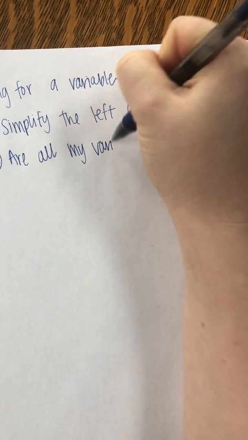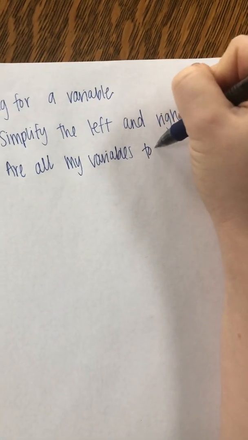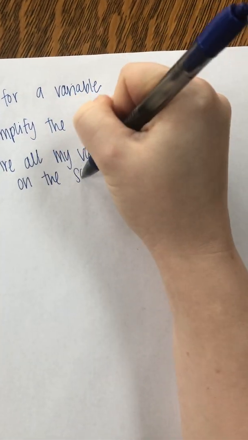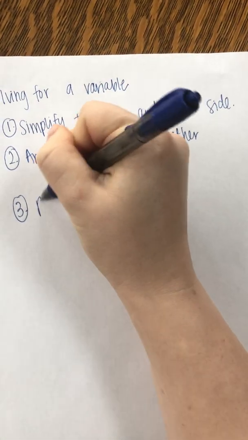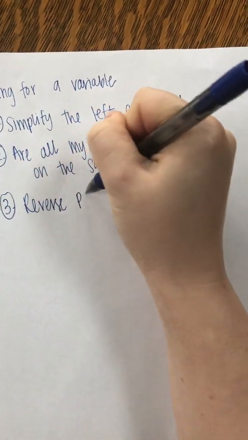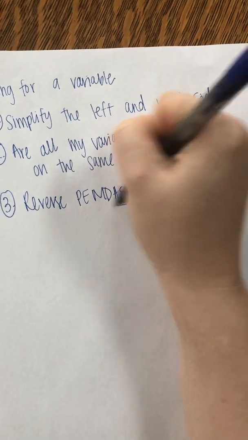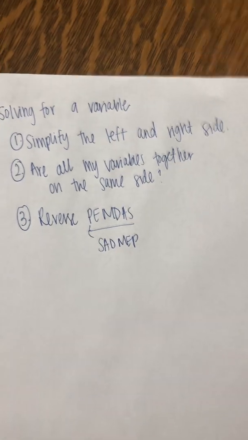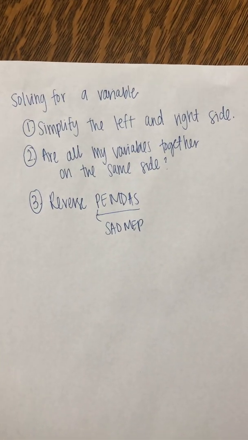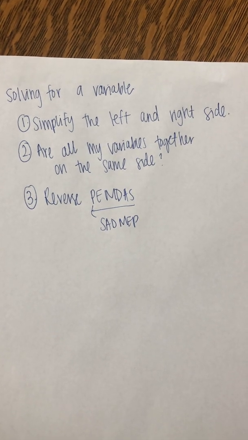Okay, step 2 is, are all my variables together on the same side? On the same side. And these 3 questions work for every single solving problem. Okay, step 3, we're going to use reverse PEMDAS. Or some of y'all like to say SADMIP. So take a moment, pause this if you need to, and write these 3 steps down because they're going to be super, super important to come.